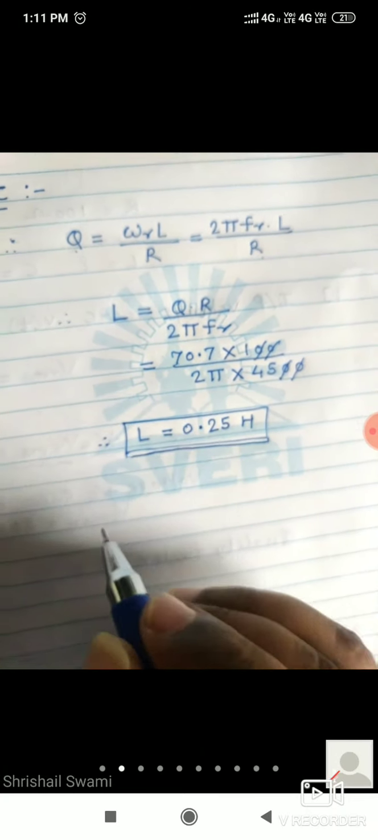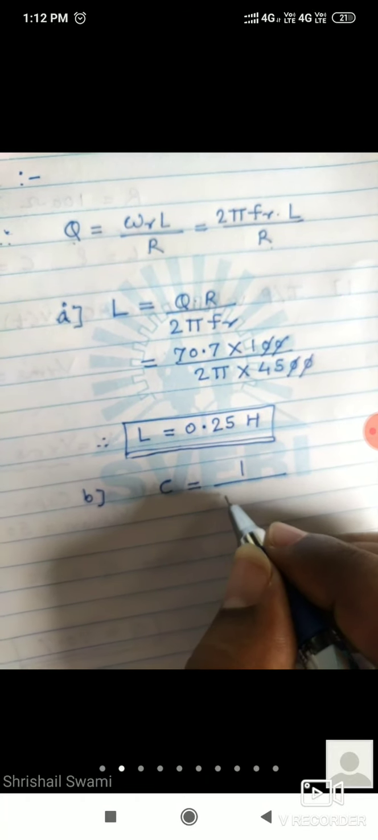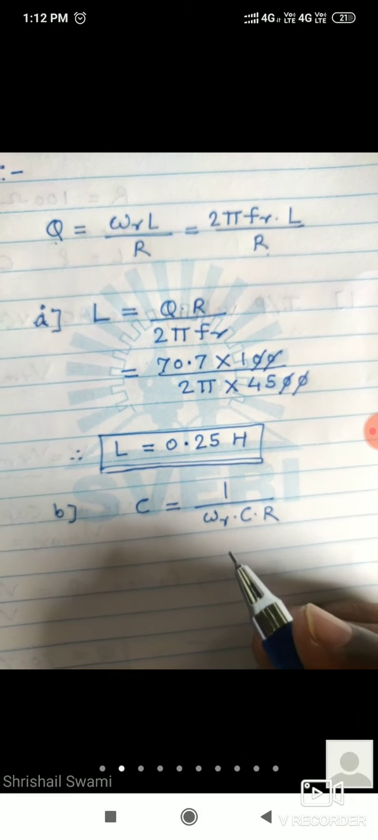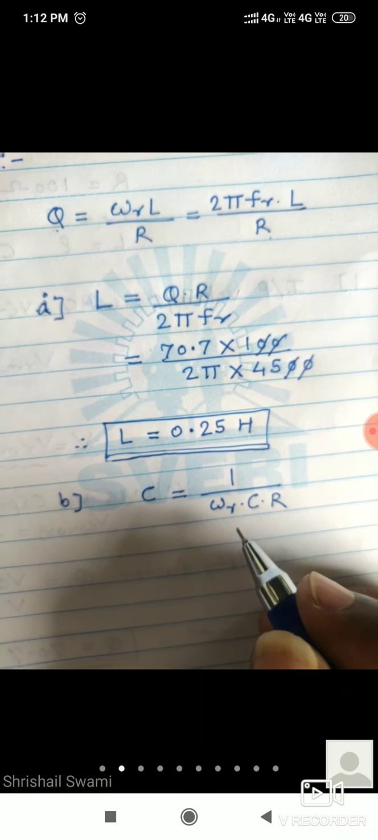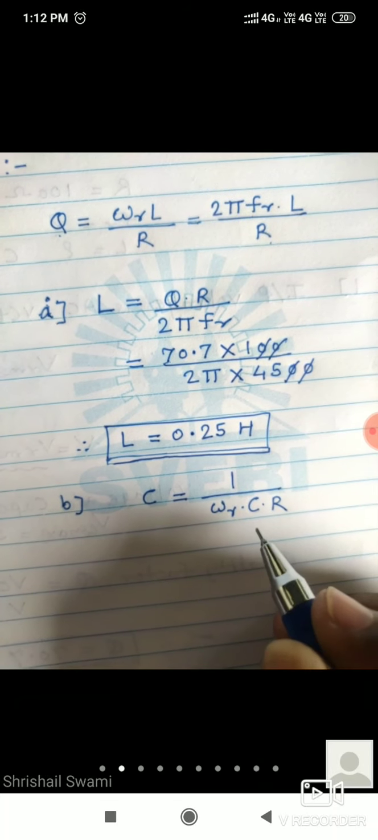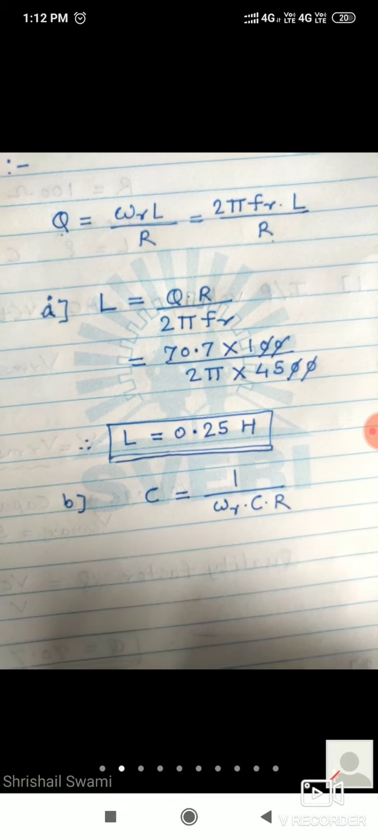Now how to find out C? Okay, that formula also you can use. C is equal to 1 upon omega R into C into R. And another formula is the formula of resonant frequency. In resonant frequency, FR is equal to 1 upon 2 pi into under root LC. So FR is known, L is known, you can find out C. That formula also you can use.